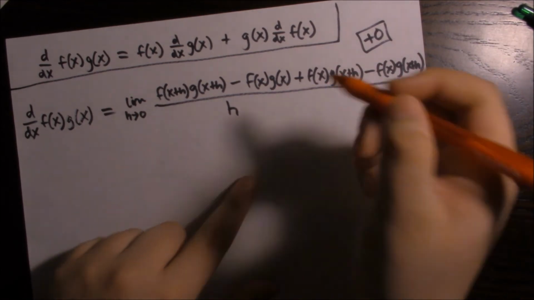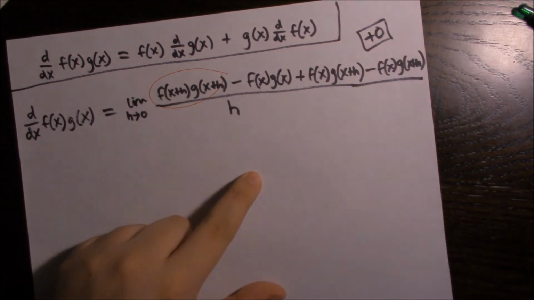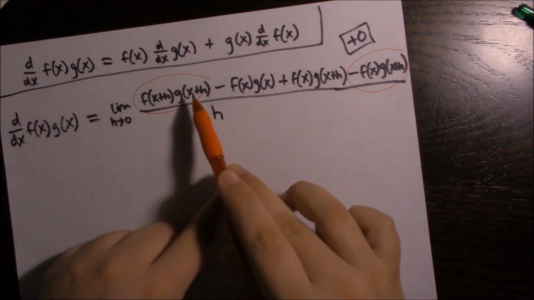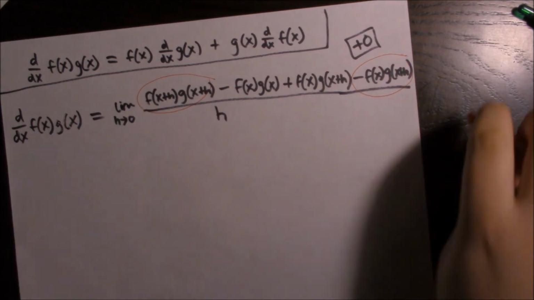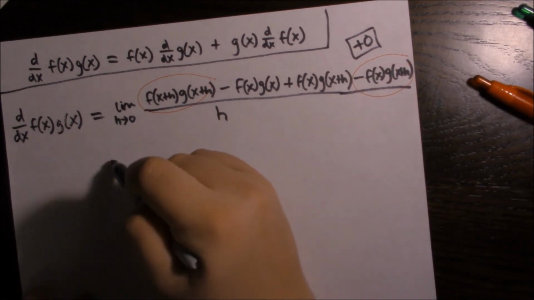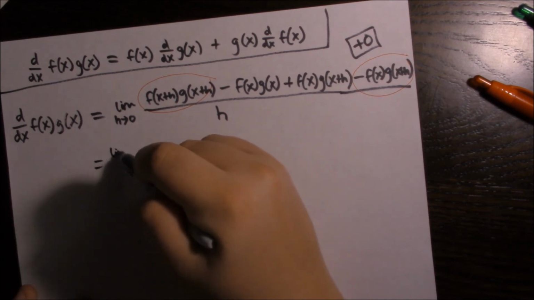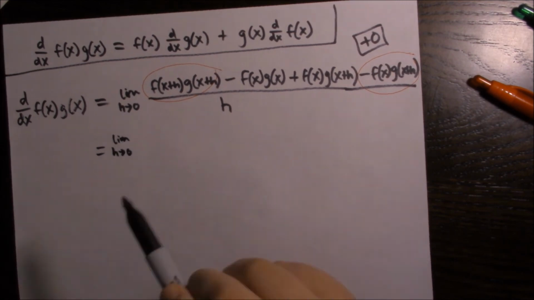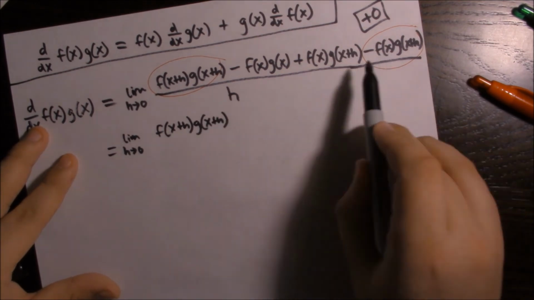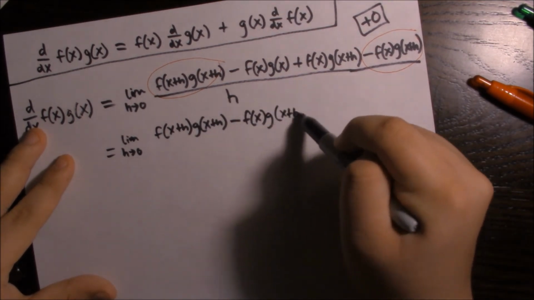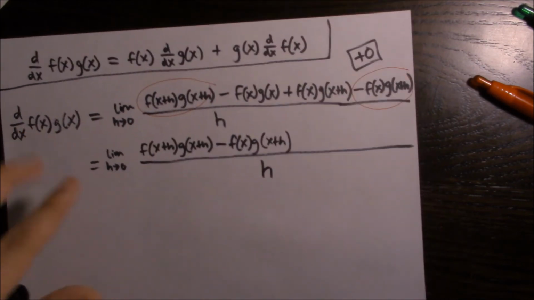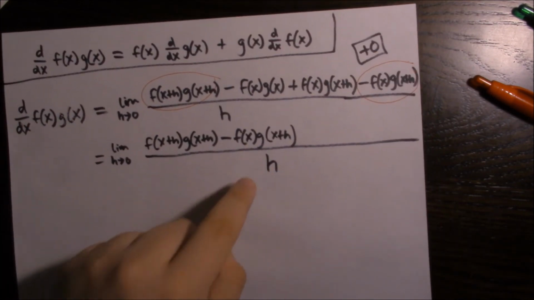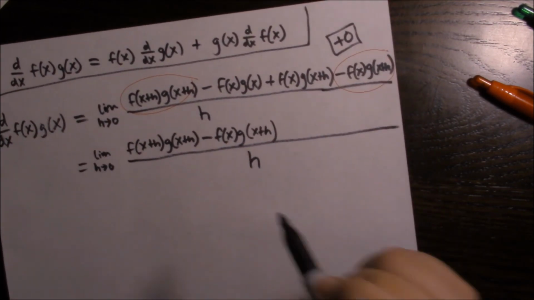So first I have this term here and this term over here. These terms both have a g of x plus h in them, so I want to combine these over on this side. So if I rewrite our limit here, and this is all still over h. We haven't changed the denominator at all. It is exactly the same as it originally was.